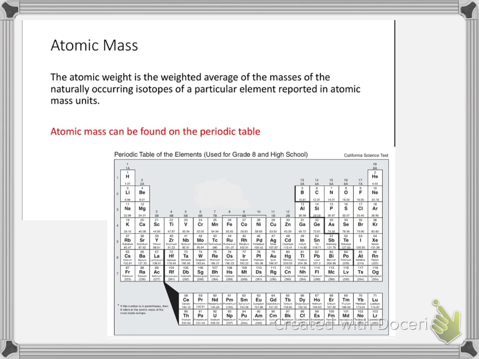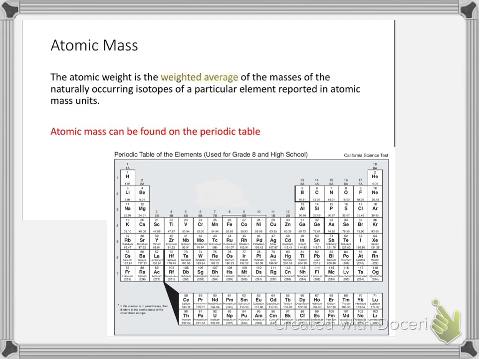So the last thing we're going to do is talk about atomic mass that we find on the periodic table. And we're going to do one problem given all the information to show you how they figure out these atomic masses on the periodic table. So atomic mass or atomic weight is what we call a weighted average.